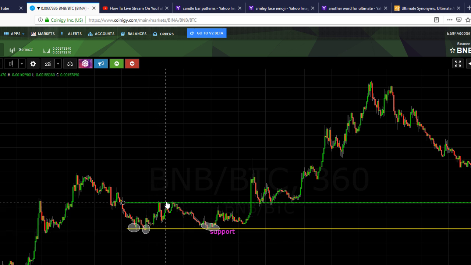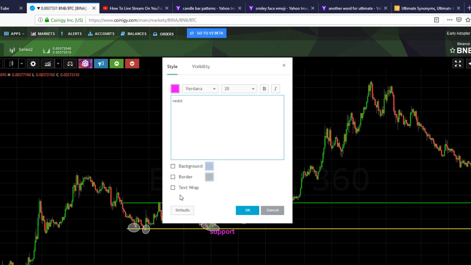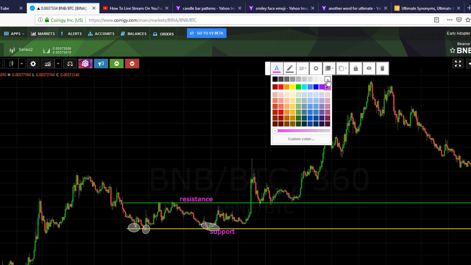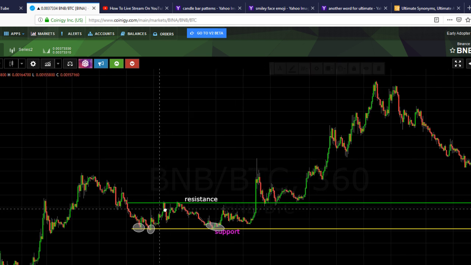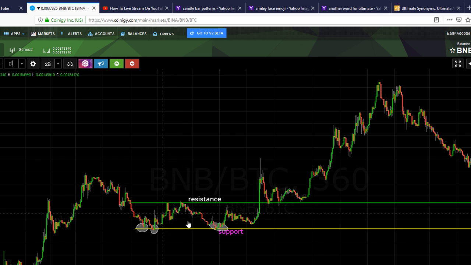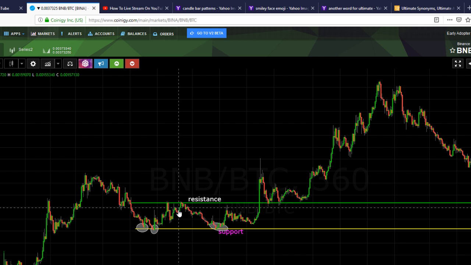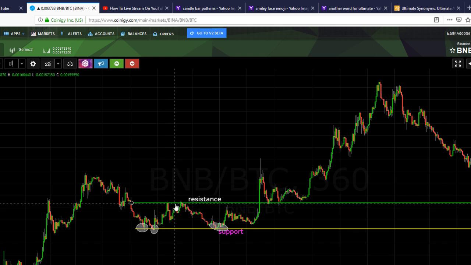And then we came back to test this now. This green line here would signify to me resistance. Why is this resistance? Because every time price has tested this specific area, it was rejected. So support was tested 3 times, and resistance was only really tested twice.